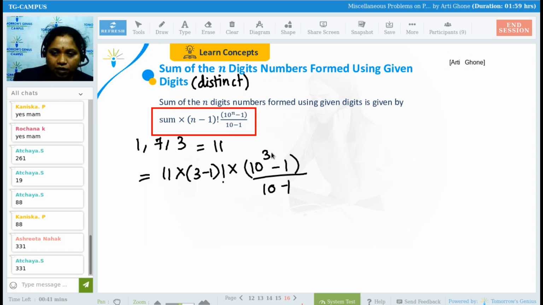So see, 10 cube minus 1 upon 10 minus 1. So what will be the value?